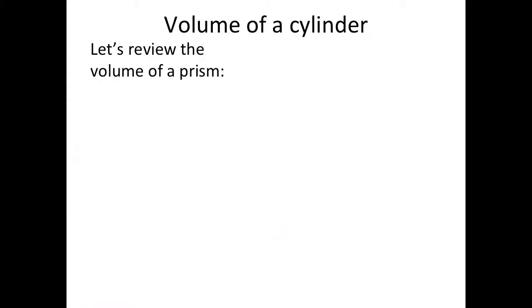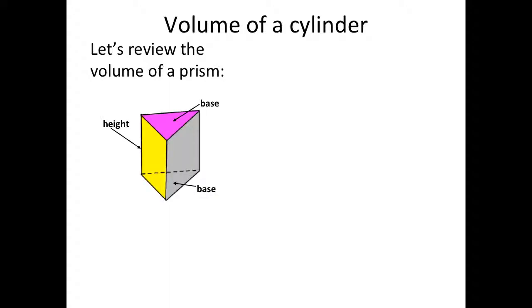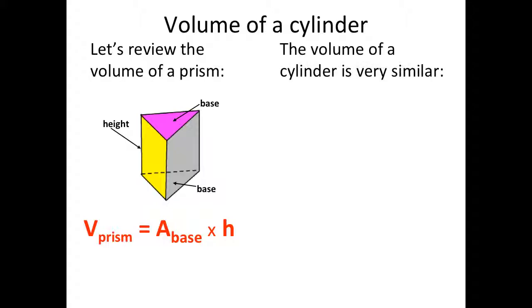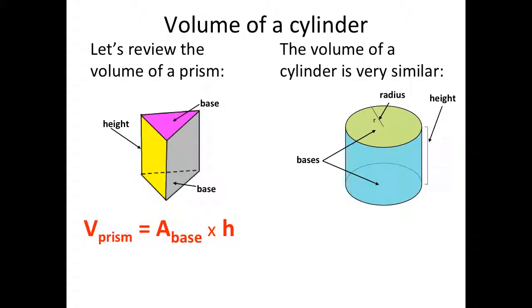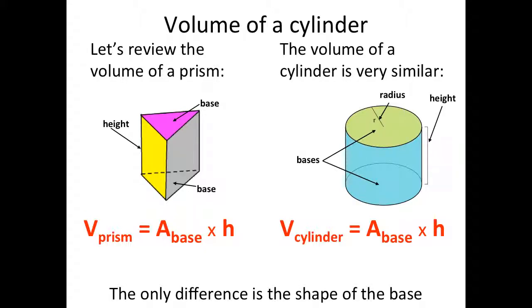So let's take a look at cylinders, try to find the volume. And let's start by reviewing the volume of a prism. There's my prism, and we said the volume is the area of the base times the height. Well, the volume of a cylinder is very similar. There's my cylinder. Again, it's just the area of the base times the height. The only difference is the shape of the base. The shape of the base of a prism is a polygon, the shape of the base of a cylinder is a circle.